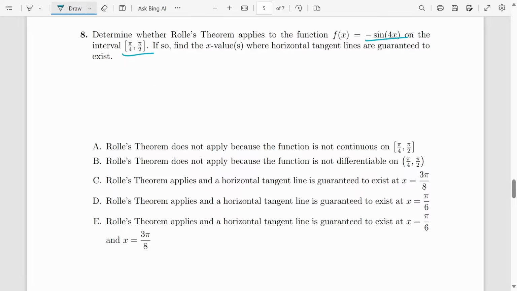So for our function that we're given, it does apply, so that means A and B are out. And the cool thing is, if you look closely at answer choices C through E, you can also rule out D and E, because look at what it is saying at the end of them. So it's saying that Rolle's theorem applies and a horizontal tangent line is guaranteed to exist at x equals pi over 6, and in this case also x equals 3 pi over 8. But these two can't really happen because pi over 6 is outside of the interval that we've defined. So D and E don't really apply to this problem. They're thrown out, and we're left with answer choice C as our answer.